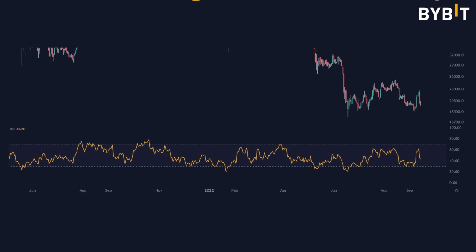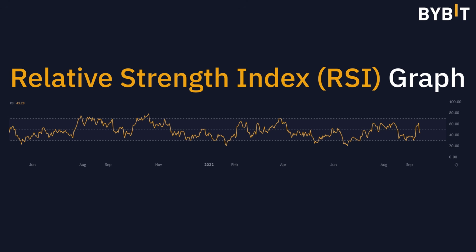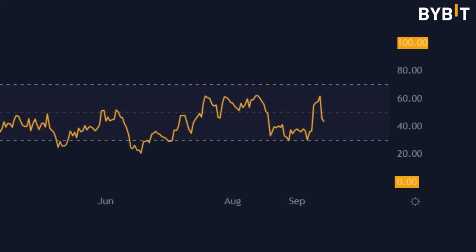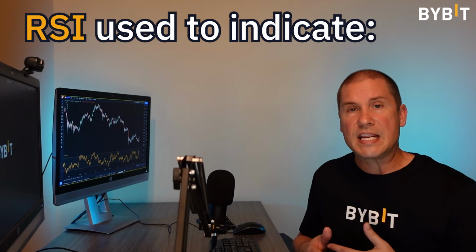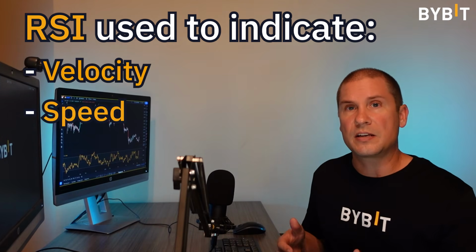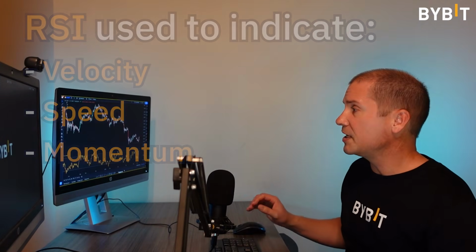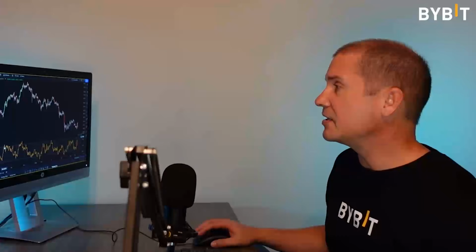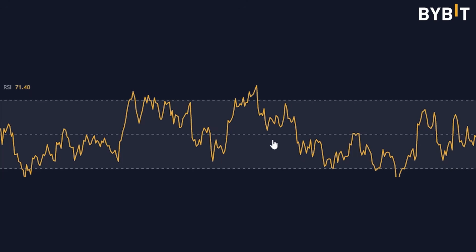The RSI is a single line that will appear at the bottom of the chart. It is bound between the values of 0 and 100. RSI is used to indicate the velocity, the speed and momentum of the market. So for example, if we see a value that is high, like 70 or 80, that simply means that the market is in an uptrend, and a very strong uptrend. On the flip side, if we see a value that is down near, let's say 30 or 20, that simply means that the market is in a very strong downtrend.